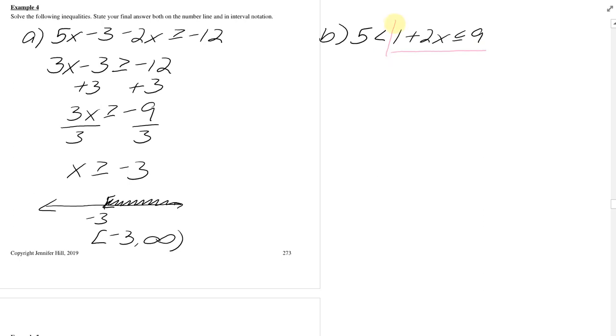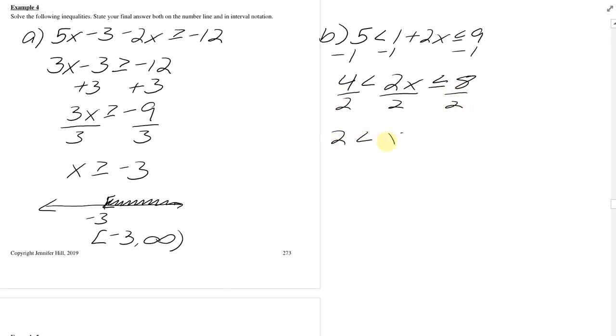Well, you would start by subtracting 1. That's actually exactly what you need to do. But instead of subtracting 1 from just one side, you need to subtract 1 from all three sides. That's really it. Now you just do everything to all sides. So this becomes 4 is less than 2x, which is less than or equal to 8. And then I'll just divide everything by 2. So I get 2 is less than x, which is less than or equal to 4.